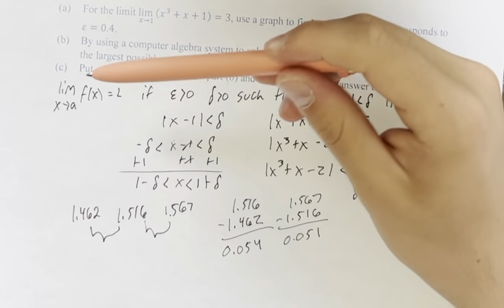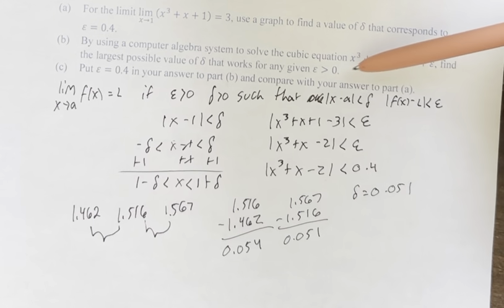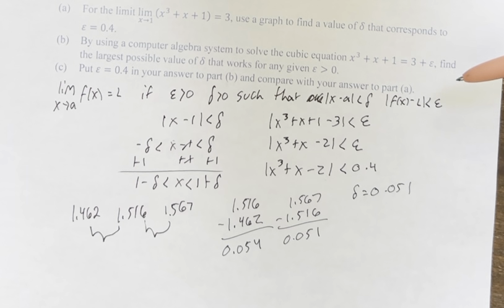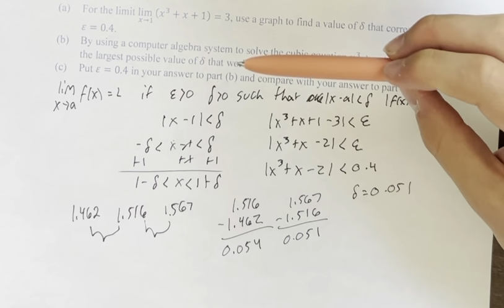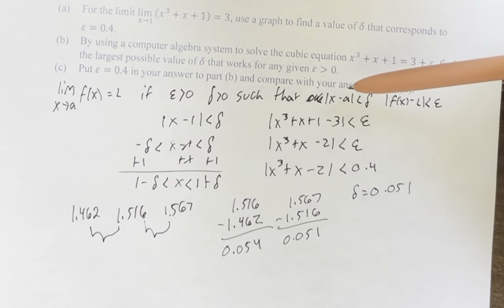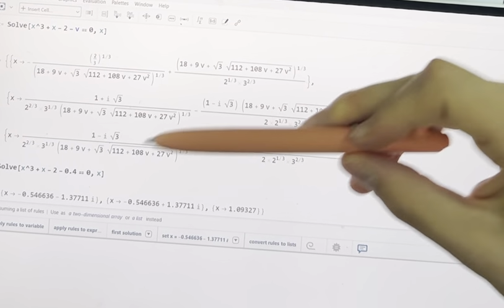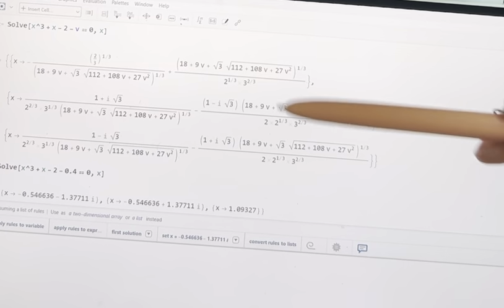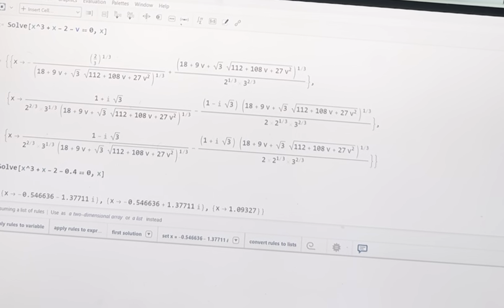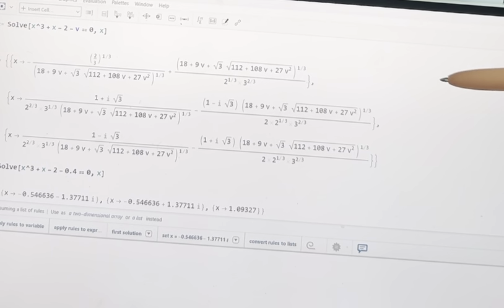And we are told then to use a computer algebra system to solve the equation x cubed plus x plus 1 is equal to 3 plus epsilon, to find the largest possible value of delta that works for any given epsilon greater than 0. So if we solve this equation, having it pulled up in Mathematica, we get these crazy long outputs. These are the solutions, which I'm not going to write out by hand, caused by solving this equation up here. And we are solving it for x, and these are the outputs of x.